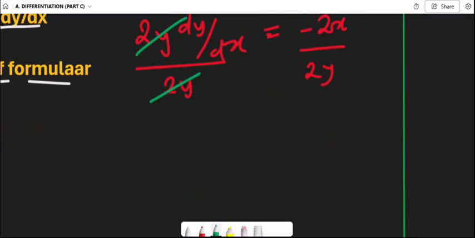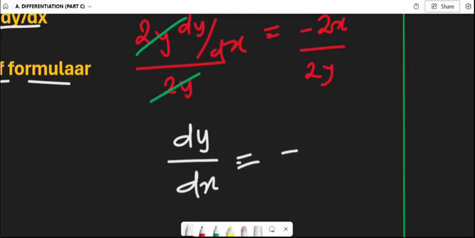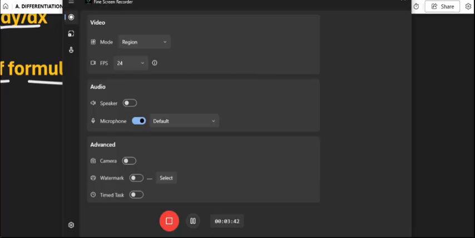So I'll be left with my dy dx equals minus 2x all over 2y. Sorry, there's no minus on the bottom in this case. So it's minus 2x all over 2y. So this is how we make use of implicit function. So let's solve questions involving this.